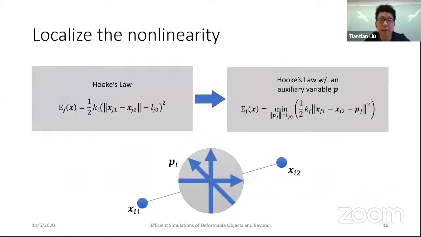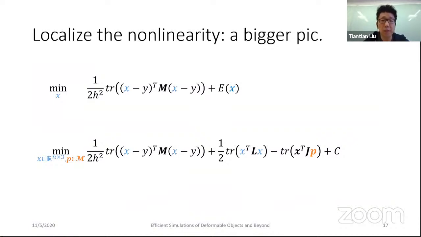We can therefore localize this nonlinearity by reformulating the spring energy by introducing an auxiliary variable p. This variable represents a vector whose length is the rest length of the spring, and it can rotate wherever it wants. And once the endpoint of the spring is given, we can compute the best fit p vector automatically. Note that computing p is already a nonlinear problem since there is a square root, but we don't care about it anymore because it is so tiny. So once we sum up the elastic potential for all springs, we find that the original nonlinear problem becomes quadratic in x, and all the nonlinearity has been absorbed by the auxiliary variable p and its manifold.